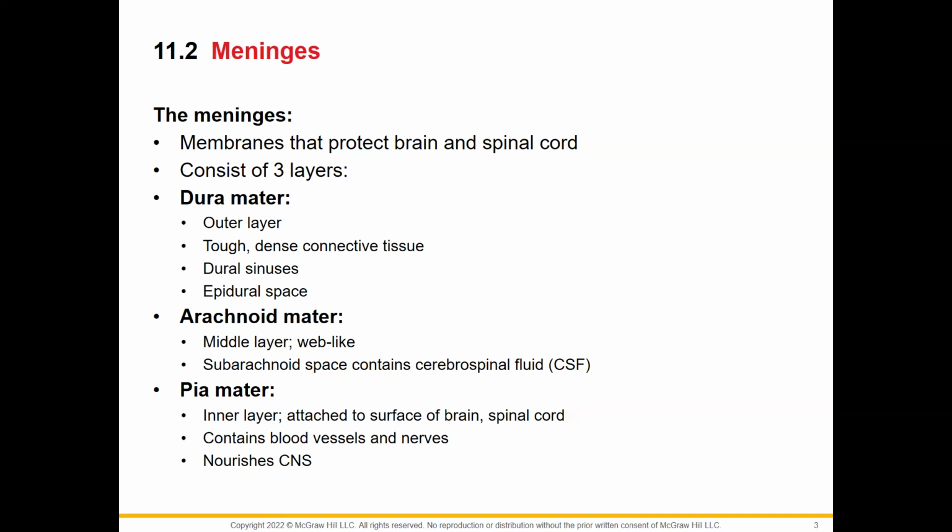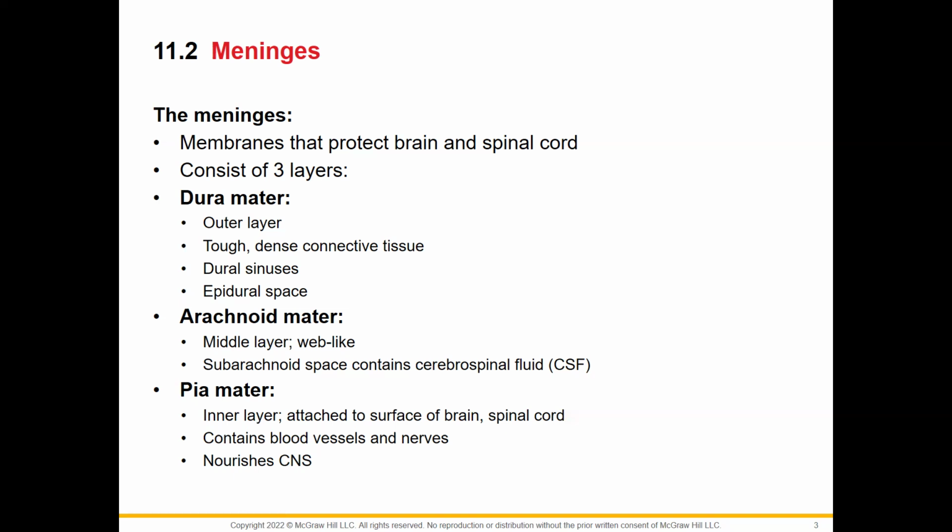The next layer, and dura mater translates to tough mother. Dura meaning durable, mater, a word for mother. So dura mater, tough mother. The tough mother is outside, protecting everything.